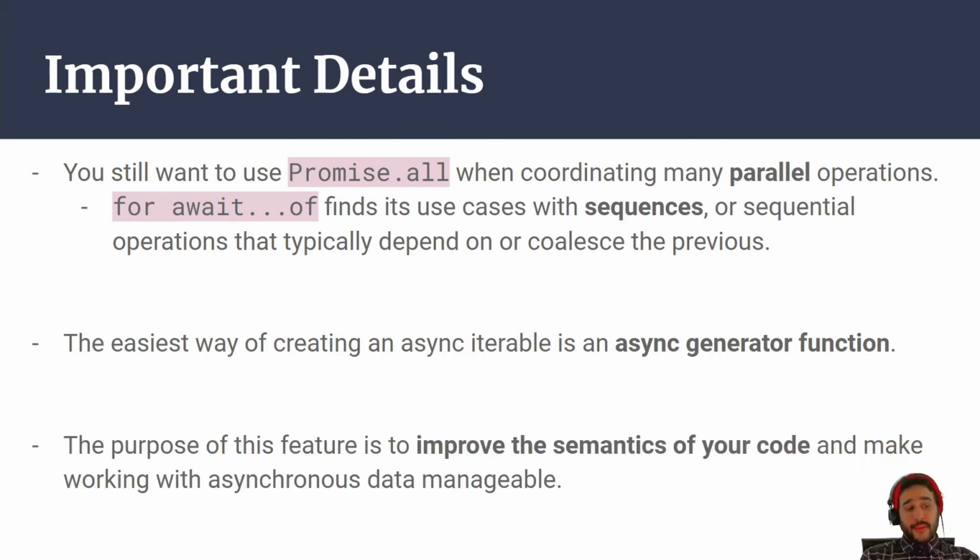The purpose of this feature is to improve the semantics of your code. Just to be clear, you're not using for await of to solve a problem you couldn't solve in a different way before, just like promises don't solve anything that callback functions couldn't solve, but are a powerful language construct that lets us write more manageable, organized code. That's what for await of is. It's a way to make your code more semantic and make working with asynchronous data or operations more manageable, aka just to write great programs.